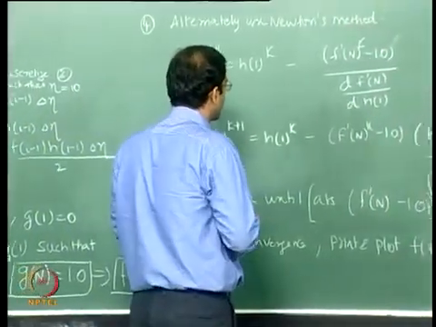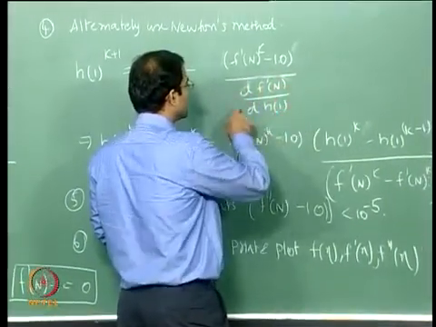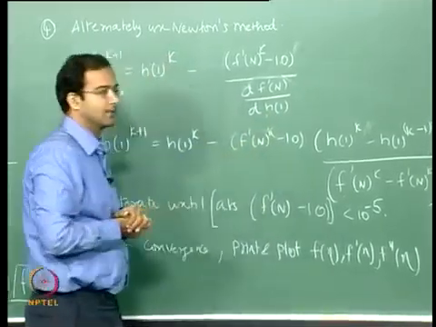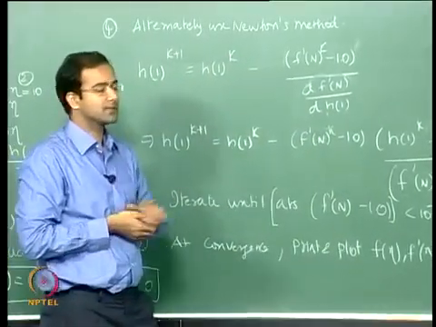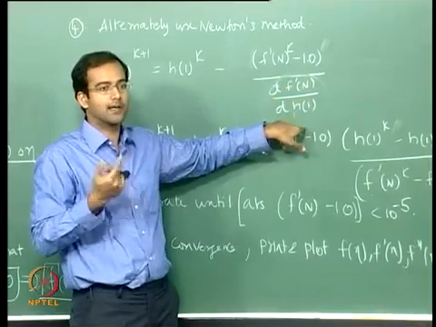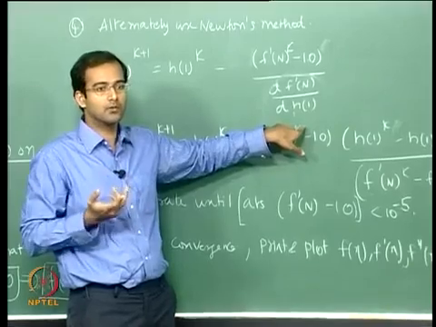Okay, so now if you rewrite this, the question is, how do we know the slope of f prime with respect to h? So f prime is at the nth point for different guesses of h at the first point. So how do you know the slope? Initially you don't know the slope.